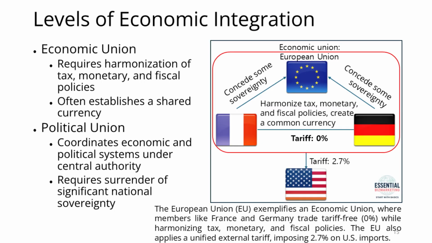We now reach the most advanced economic integration stages. In an economic union like the EU, countries trade freely and align tax, monetary, and fiscal policies. Here, France and Germany apply 0% internal tariffs and a unified 2.7% tariff on U.S. imports. A political union goes further by unifying economic and political systems under one authority.